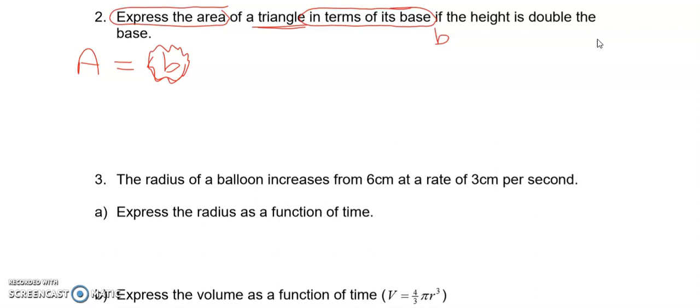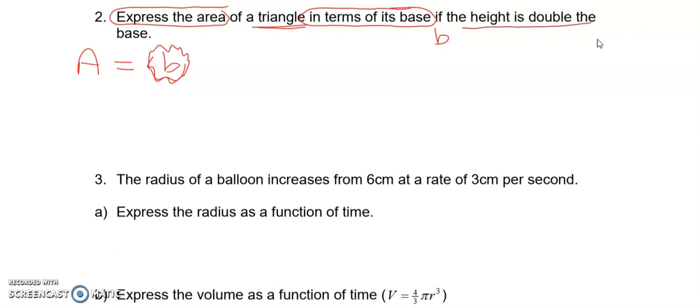Now, you're going to have other things there. You will probably have numbers and other mathematical symbols. Don't be surprised by that. But the only variable there should be B. Okay? So we need to express the area of a triangle. That's where the A comes from. In terms of its base, that's where the B comes from. Now, there's something else they're telling us, and I think this is going to be our secondary equation here.